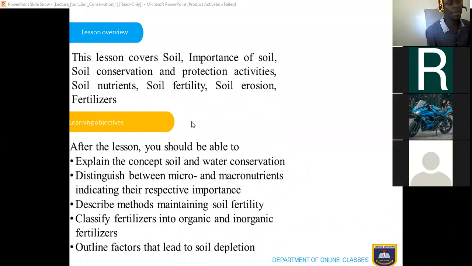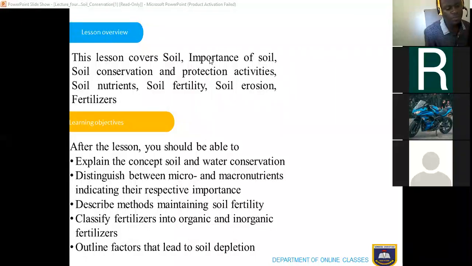At the end of the entire soil conservation lesson, I would expect you to be able to explain the concept of soil and soil water conservation. You should be able to tell me what soil is, what soil water conservation is, and what soil conservation is. Then you should be able to differentiate between micronutrients and macronutrients of the soil, given their respective importance. Then you should be able to describe the many activities that enhance the soil's fertility. Then you should be able to tell which fertilizers are organic and which ones are inorganic, and then of course their respective importance to the soil.